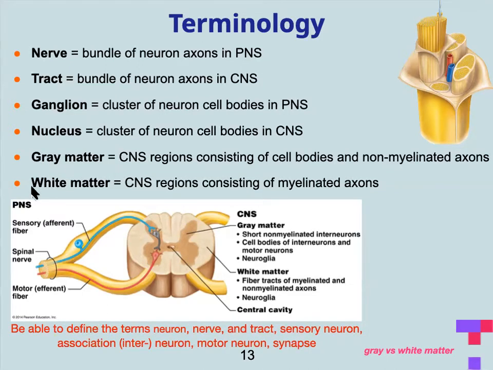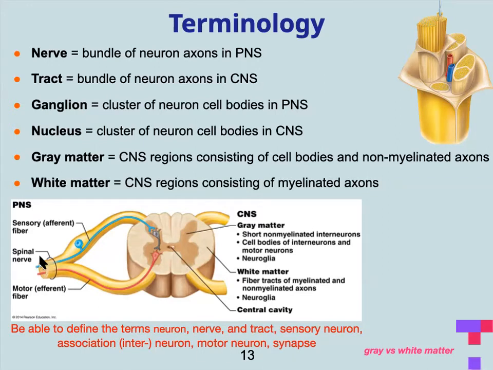Now, the distinction between gray matter and white matter lies in whether it contains myelin. So white matter is going to be filled with a lot of myelinated axons, whereas gray matter consists mostly of cell bodies as well as non-myelinated axons. Keep in mind that gray matter and white matter is only a distinction that we have as it relates to the central nervous system. Outside the central nervous system, meaning outside the brain and spinal cord, there is no such distinction. It's all just one color.